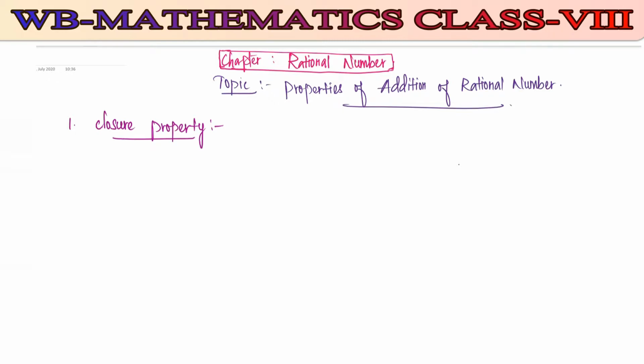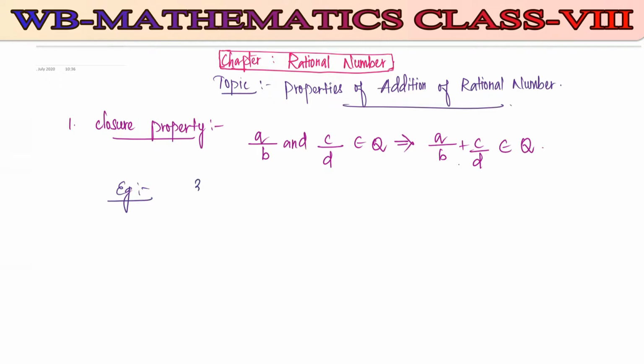Closure property is nothing but when you are taking two rational numbers, I can take here a by b and c by d. So we have two rational numbers which belong to the rational numbers. When we add these two numbers a by b plus c by d, if this answer belongs to the set of rational numbers, then we can say the set of rational numbers is closed for addition and it satisfies the closure property. So this is the first property.